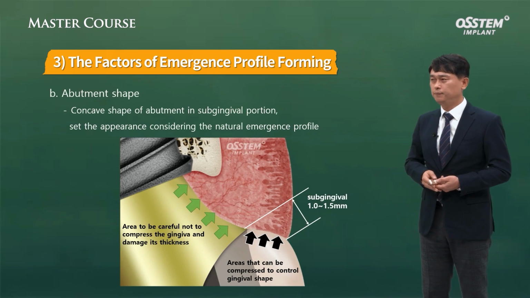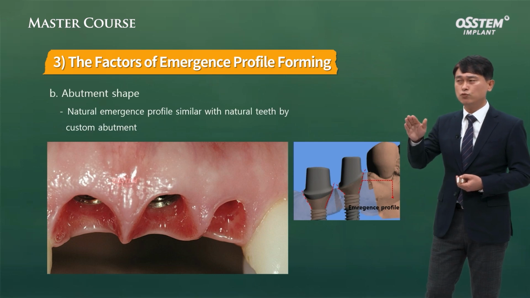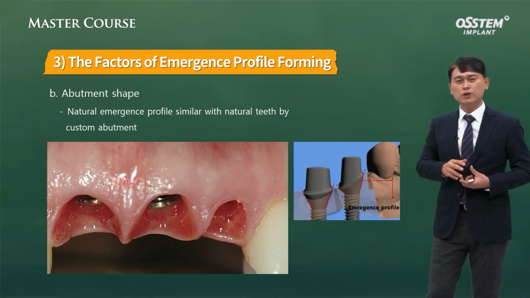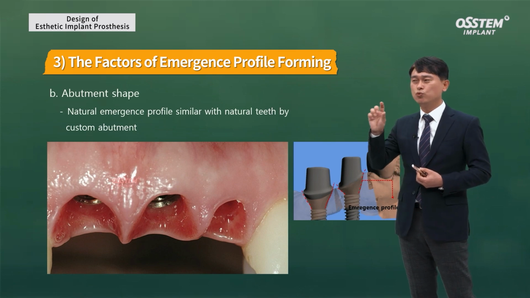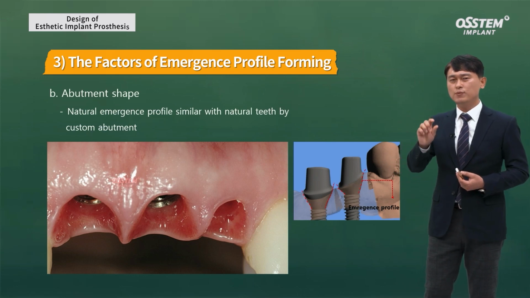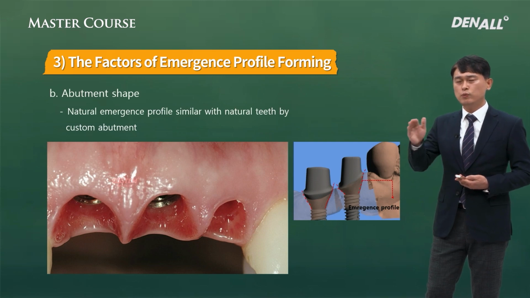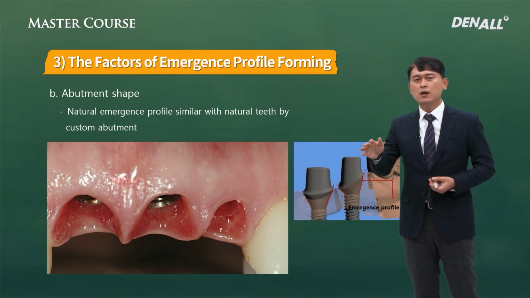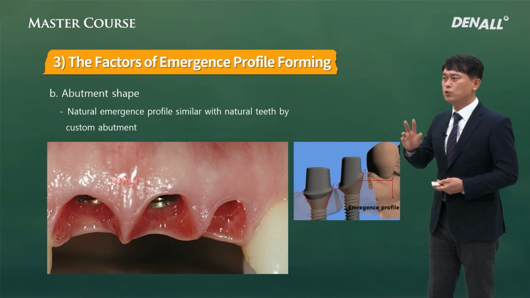As you can see here, the natural emergence profile is similar to natural teeth. So if you remove temporary, it would be ideal to have such soft tissue. Thick biotype can facilitate the emergence profile like this, but if the biotype is thin, interdental papilla can be lost. I will go over that later. To keep the interdental papilla, the implanted depth and sufficient soft tissue between implants is very important.